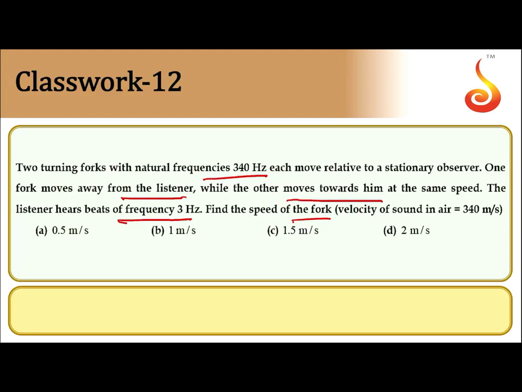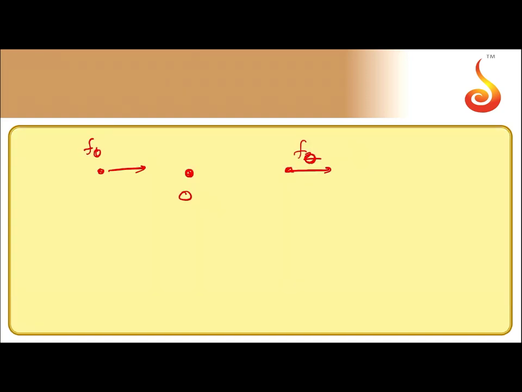Okay. So, here is the construction, here is the observer, and one moves towards him, the other moves away from him. F1 is moving towards him and F2 is moving away from him. And both of them have the same frequency, I call it F0, 340 Hz each. So, now we have to find this. He receives two frequencies F1 and F2. F1 is because of the first one approaching him and F2 is because of the second one receding from him.